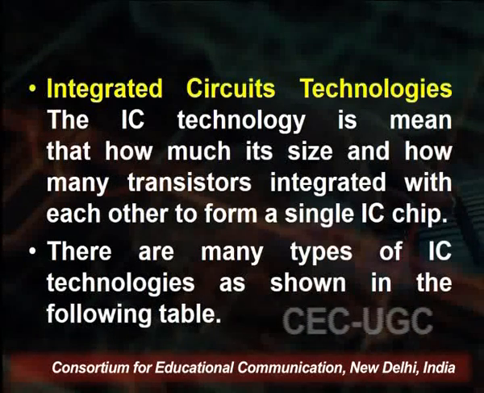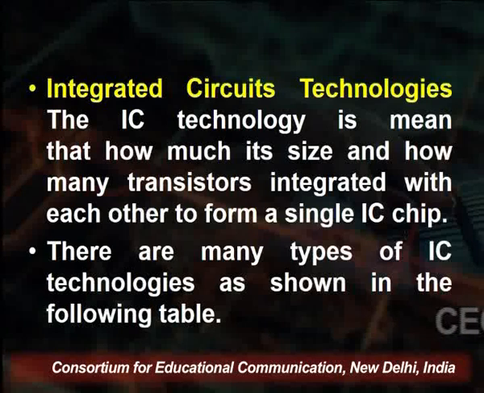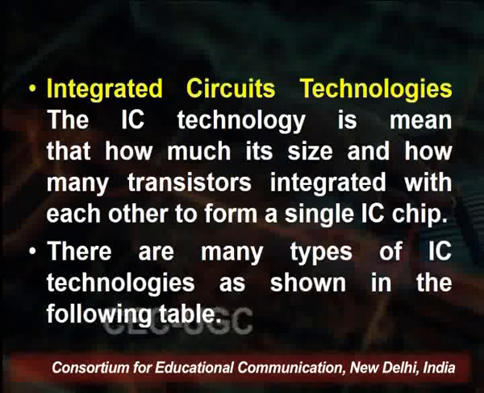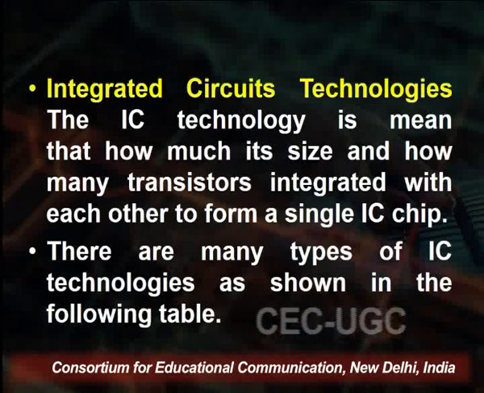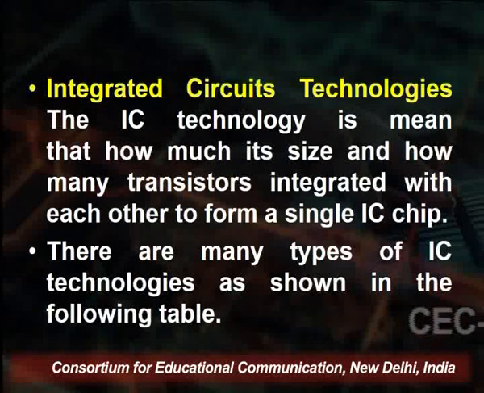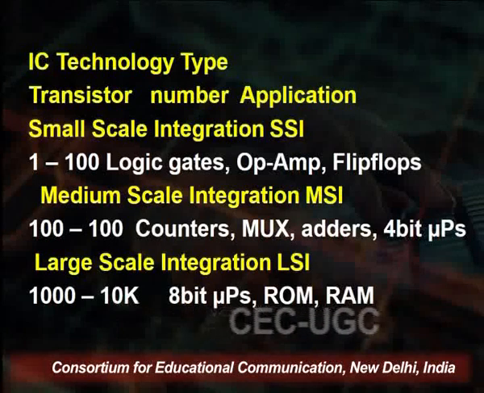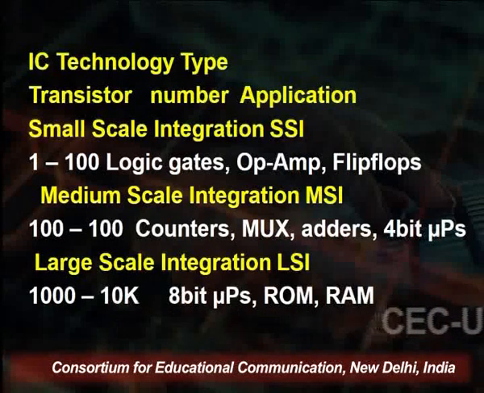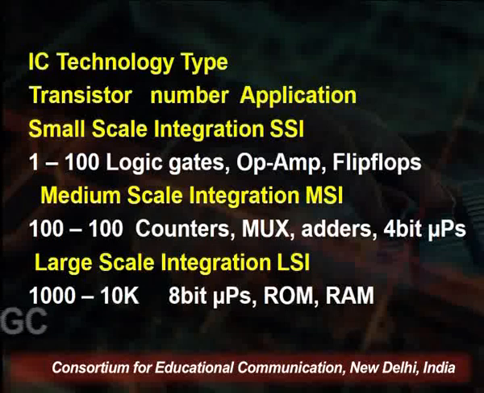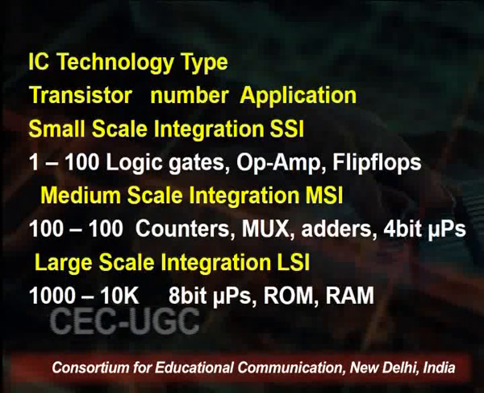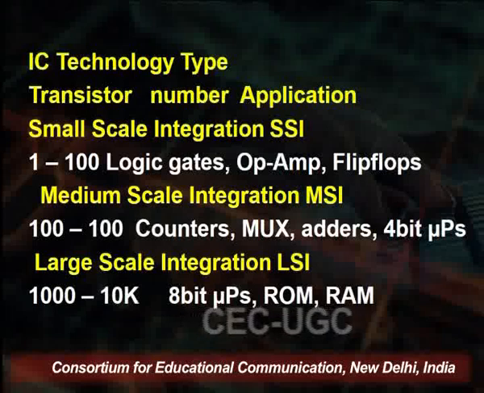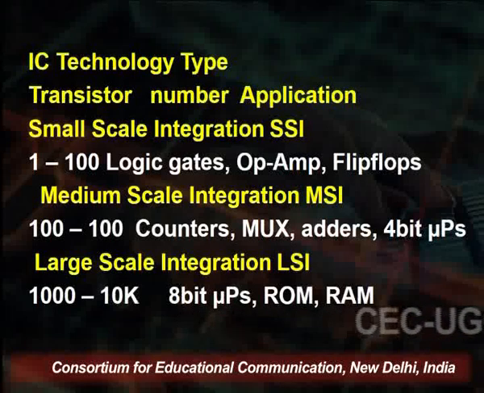Integrated technology: the IC means how much its size is and how many transistors are integrated with each other to form a single chip. There are many types of IC technology, by transistor number and application, according to how much scale is integrated. First is small scale integration, SSI, where we use 1 to 100 logic gates, and examples are op-amps, flip-flops.